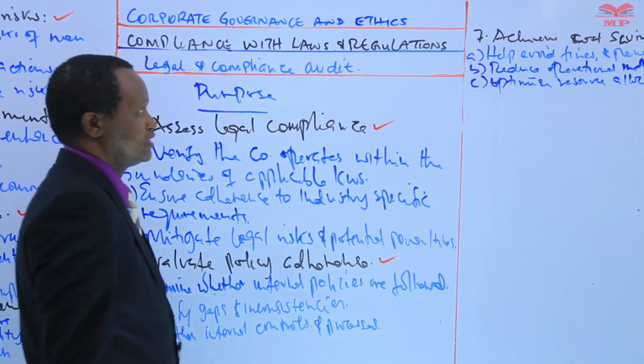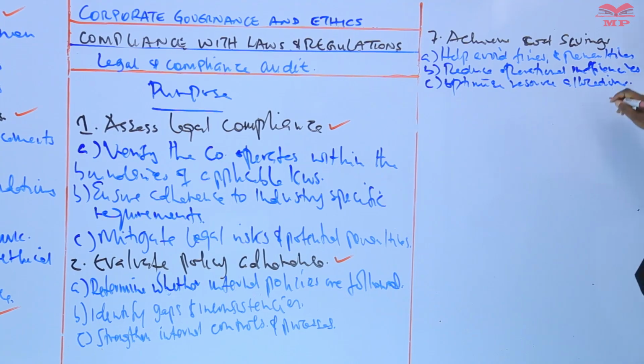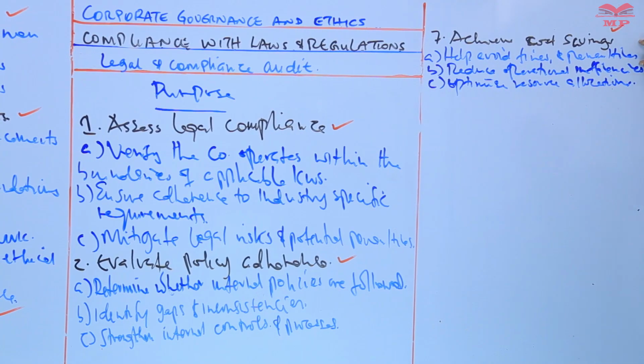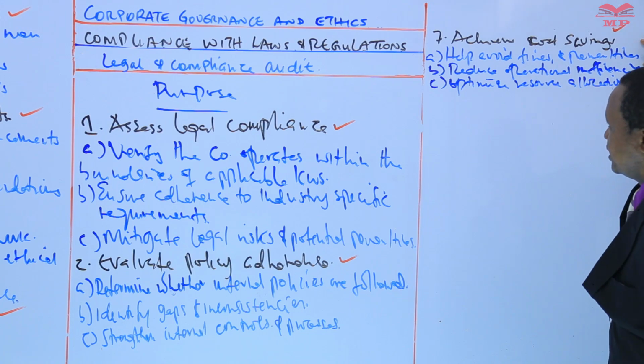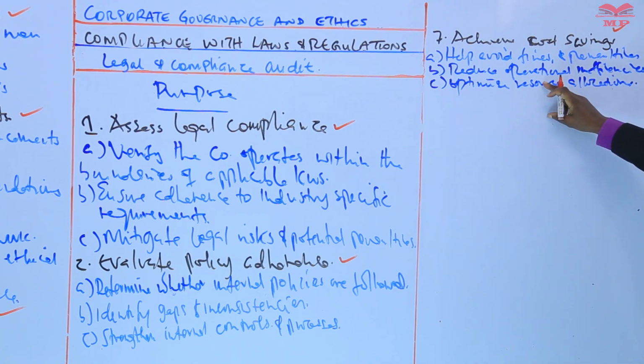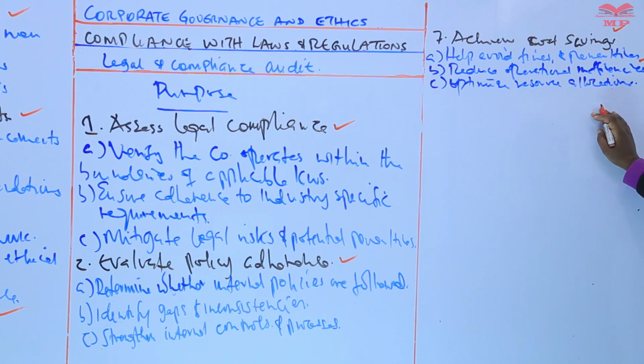Then number 7, you say that legal and compliance audit can help achieve cost savings by helping the company avoid fines, penalties, and any other costs that are associated with non-compliance. Then we say that it can help reduce operational inefficiencies that are caused by non-compliance. Then lastly, we've said that it can optimize resource allocation and improve overall performance.